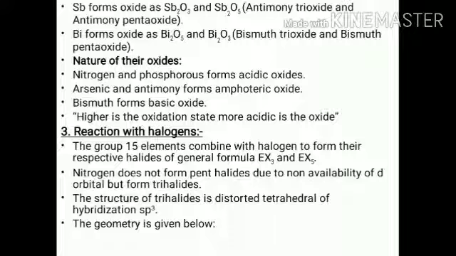Now reaction with halogen. We have seen the reaction with hydrogen and the reaction with oxygen. Now we will see the reaction with halogen. The group 15 elements combine with the halogens to form their respective halides.